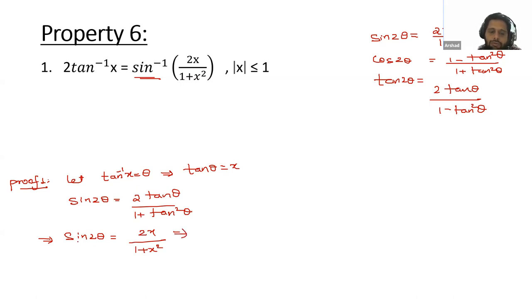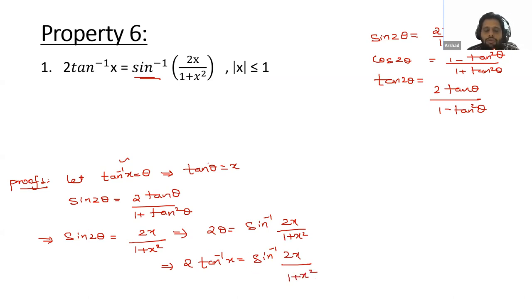Now we can shift this sine to the right side. So we get 2 theta is equal to sine inverse 2x by 1 plus x square. What is theta here? We have assumed theta is tan inverse x. So we get 2 tan inverse x is equal to sine inverse 2x by 1 plus x squared. Please always remember this method from this proof: if we need something on the right side, then we put its formula only. On the right side, we need sine inverse, that's why we have put the formula of sine 2 theta.